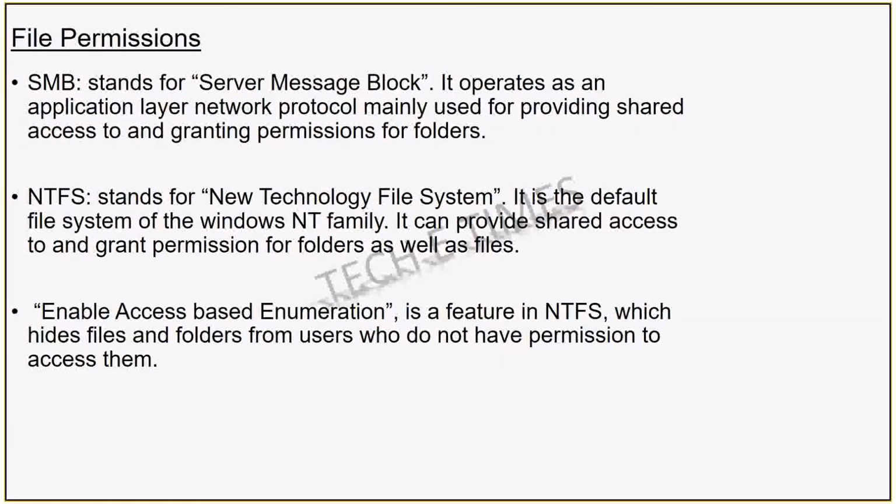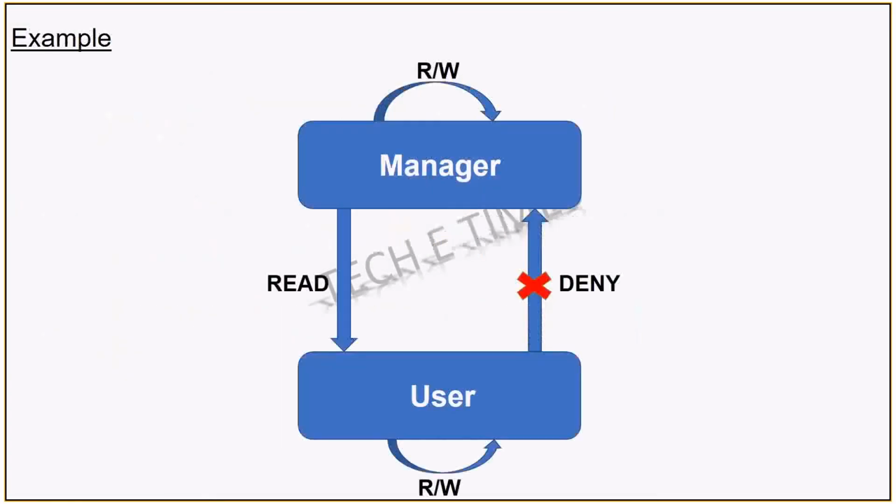So these are the two differences that we've learned. SMB can be applied on folders, and NTFS can be applied on folders as well as files. You have access-based enumeration in NTFS, but not SMB. So now, in the next video, when we practically demonstrate and verify file permissions, how will we do it?